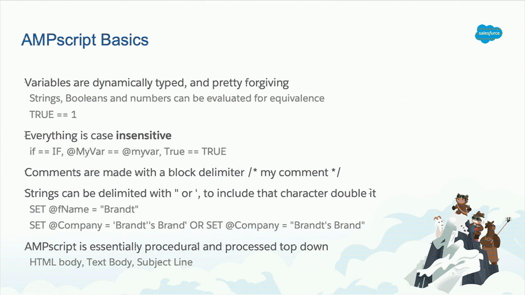So AMPscript Basics. AMPscript is, for better or worse, a very, very flexible programming language, platform, scripting environment. You don't have to specifically declare data types. You can interchange things. You can check for equivalence between Booleans, numbers, and strings. If anyone's super new to programming, a string is any text, a number is obviously a number, and a Boolean value is true or false. So you can check whether a string of true is equal to a Boolean value of true, which is equal to a number 1. All of those will be equivalent.